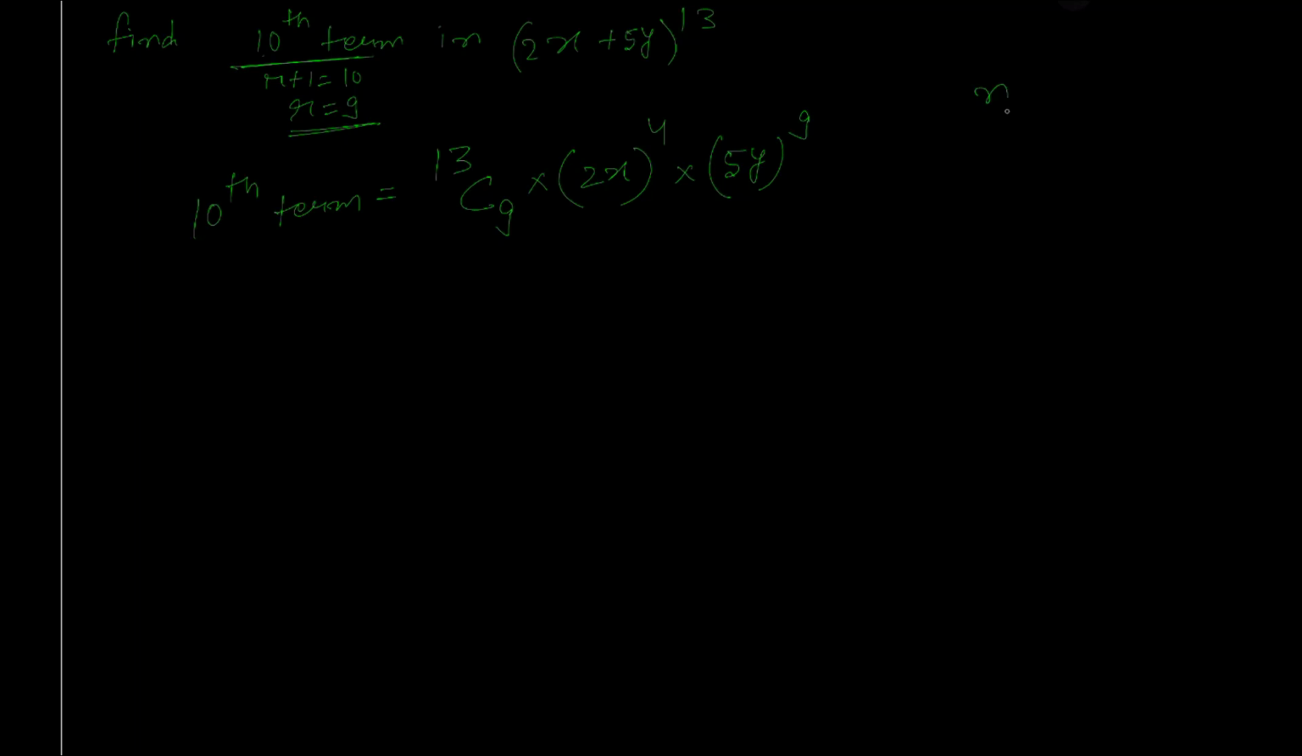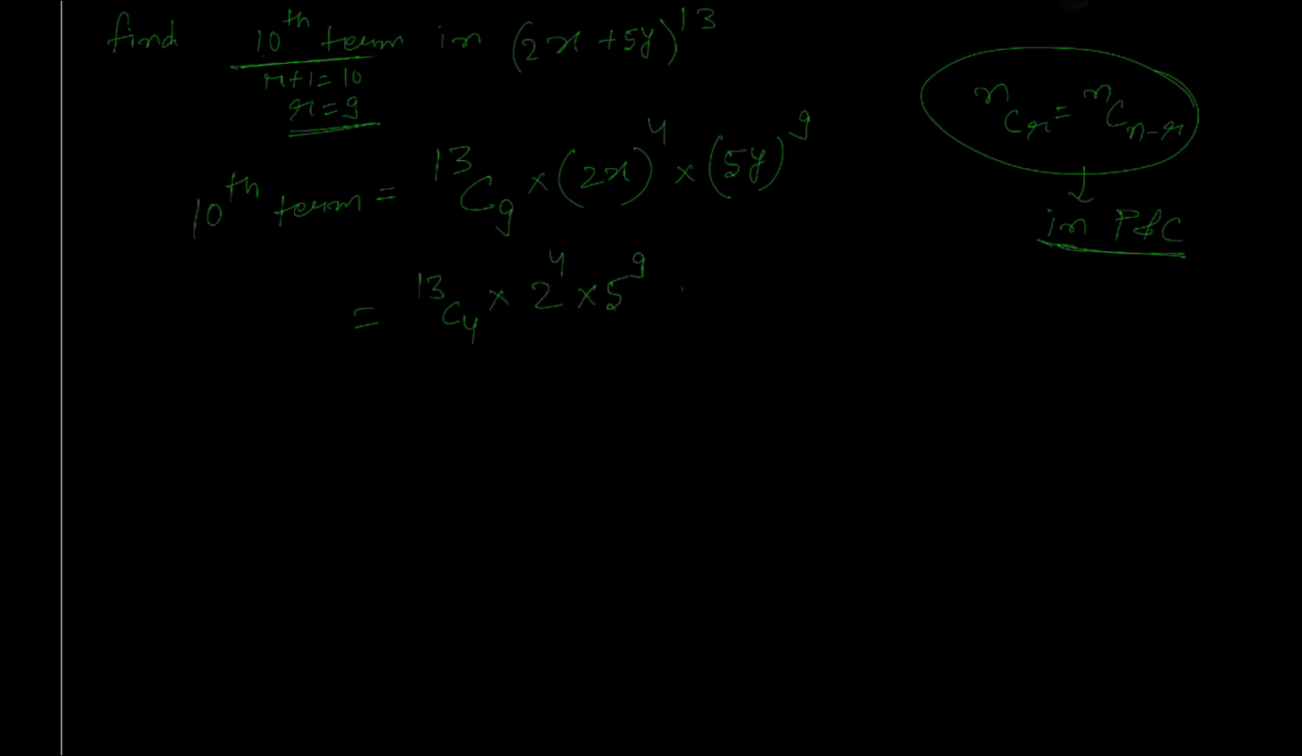Now, we know nCr is equal to nC(n minus r). That is an entirely different thing that you must have done in the P and C chapter, so I'm not going into the details of that. So 13C9 will be 13C4 as far as the value is concerned. 2 to the power 4, 5 to the power 9 into x to the power 4, y to the power 9. So this is the variable part and this is the coefficient.